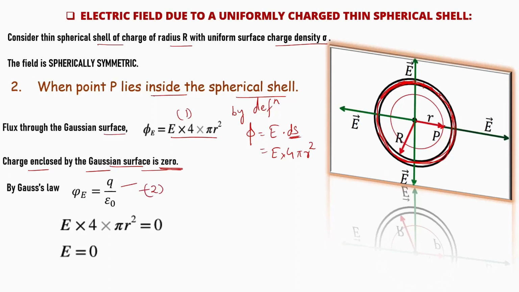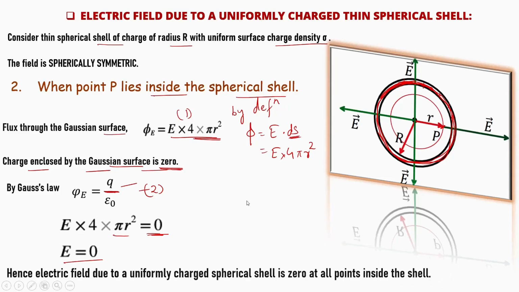Now if we equate this equation, E into 4 pi r square comes out to be 0. Why is it 0? Because in the second equation the charge is equal to 0. Here we have to put 0. So ultimately the electric field becomes 0 for the point P which lies inside the spherical shell. Hence, the electric field due to a uniformly charged spherical shell is 0 at all points inside the shell. So this is our important key point.